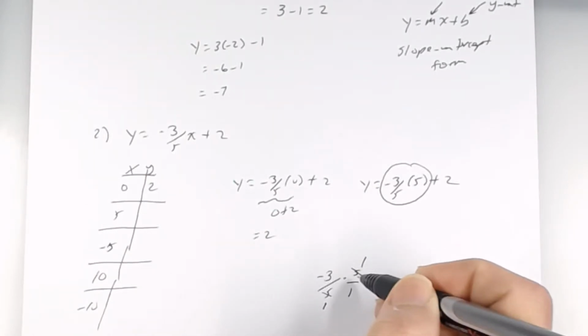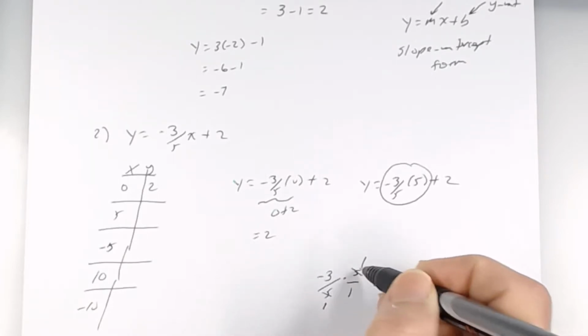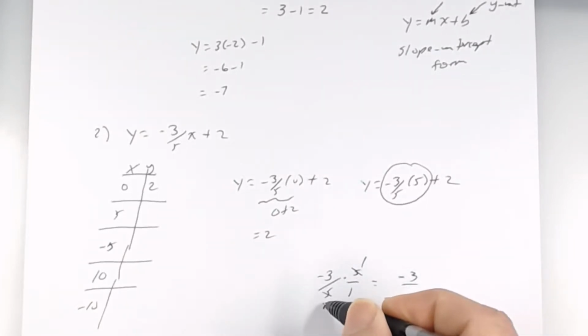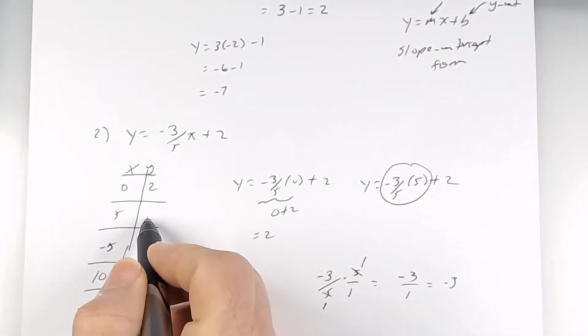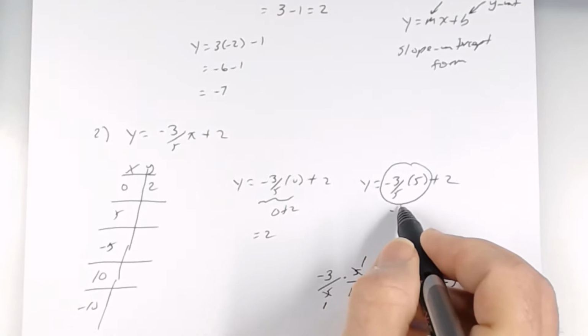Now let's multiply the numerators. What's negative 3 times 1? The denominator, what's 1 times 1? What do I get? Negative 3. Now be careful. Don't put negative 3 here. That's just this.